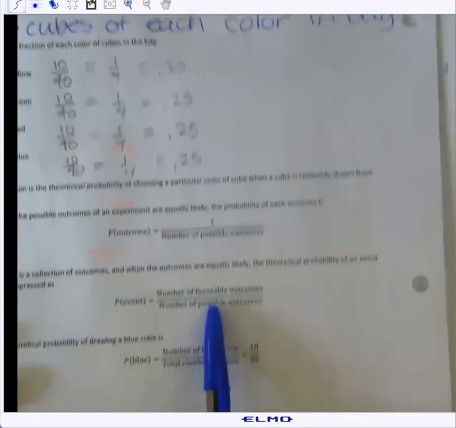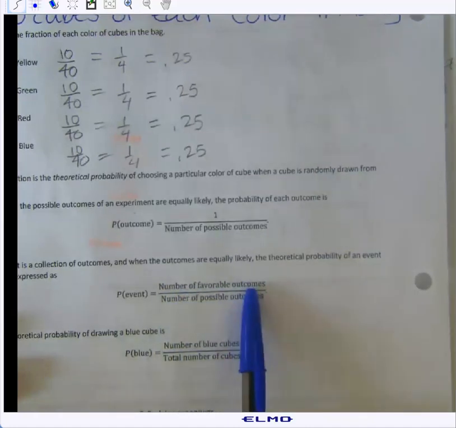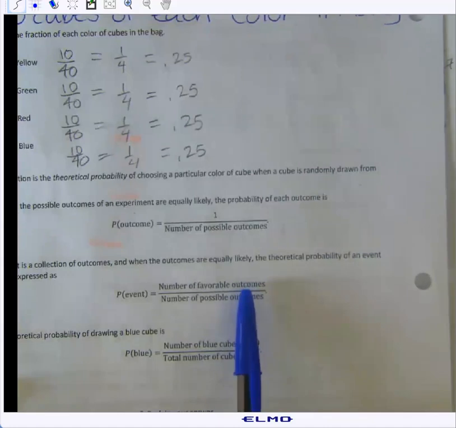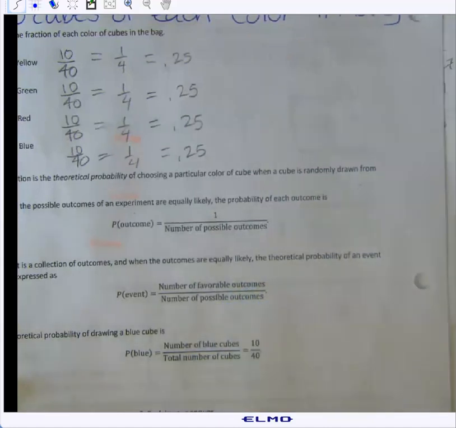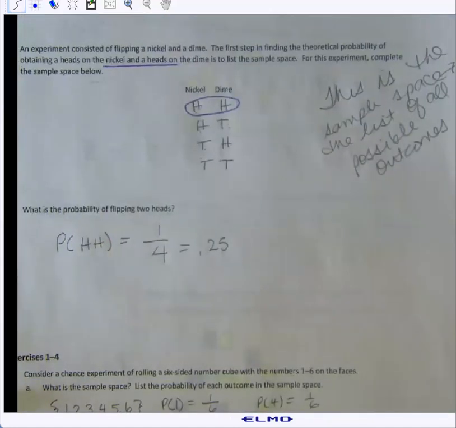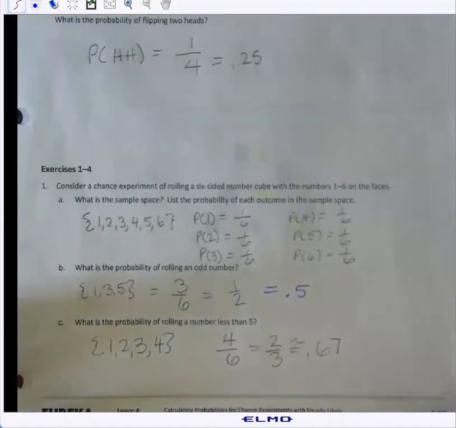You wrote it down from the slides, but it's the number of favorable outcomes. There was only one favorable outcome in our sample space out of the total possible outcomes, which was 4. Okay? All right, let's do the exercises 1 through 4.